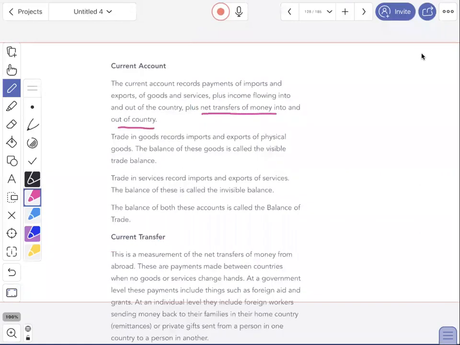So the trade in goods and services basically called visible balance. The trade in imports is called invisible balance, and basically this is also called balance of trade. As I just explained that, it's called balance of trade.